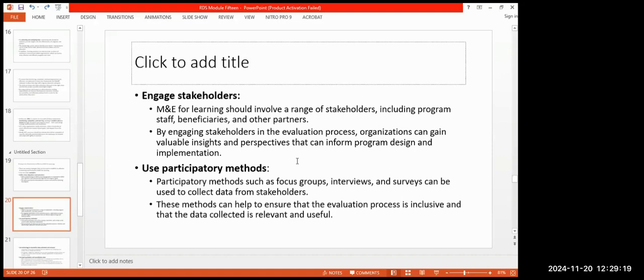Okay, so by engaging stakeholders in the evaluation process, organizations can therefore get insights that can inform program design and implementation. The other strategy is to use participatory methods. Okay, get to involve your stakeholders and others, and probably get people to have capacity in focus group discussions, right? Interviews and surveys. Okay, very important, because then they can help you get what the stakeholders are thinking, and based on that, you can promote some learning, which is coming from the M&E.